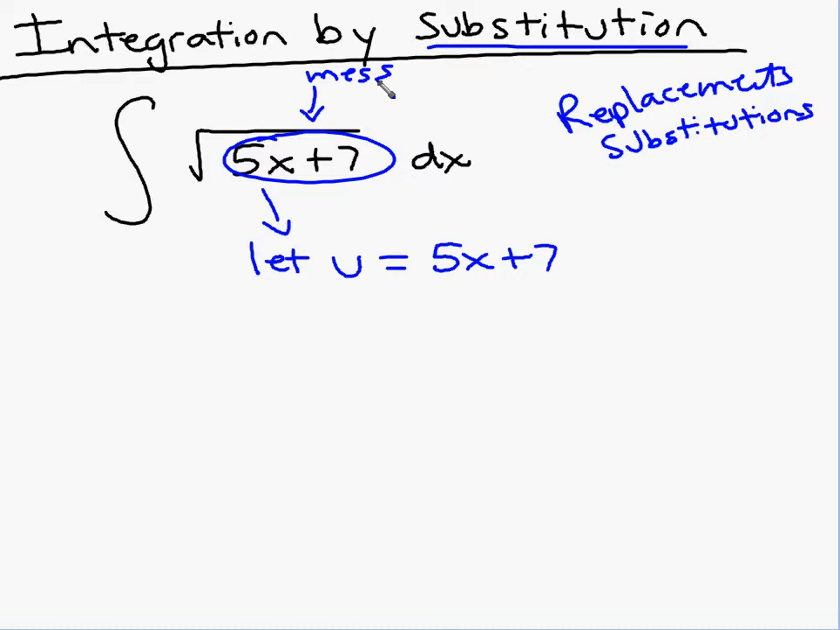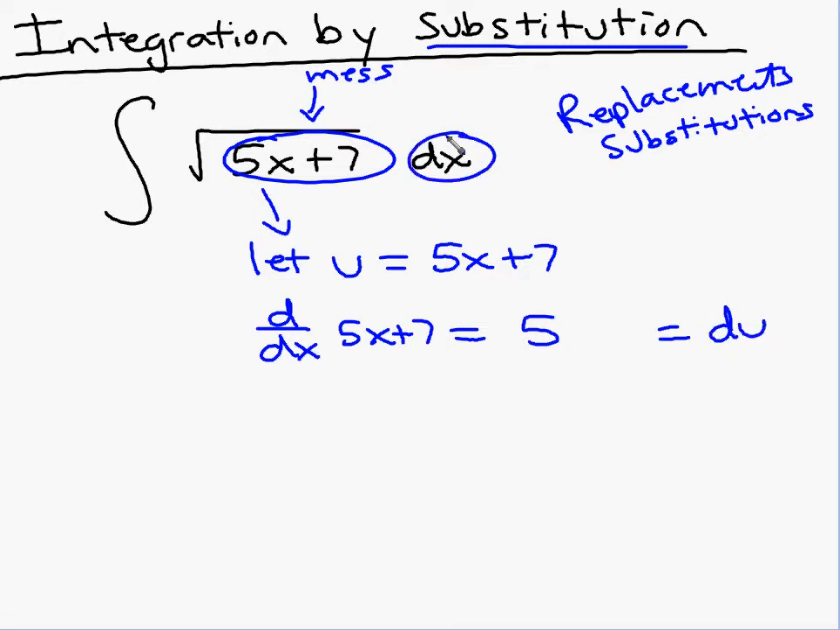Now, if u is equal to 5x plus 7, what would the derivative of 5x plus 7 be? Of course, that would be 5. Now, we give that derivative of 5x plus 7 a name, and we call it du instead of dx. We're going to call it du. And when we take that derivative of 5x plus 7, we go ahead and add on the dx.